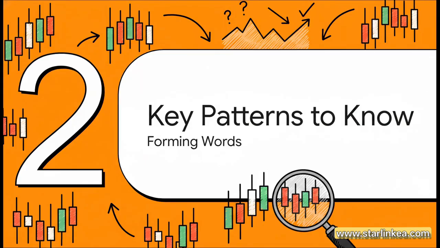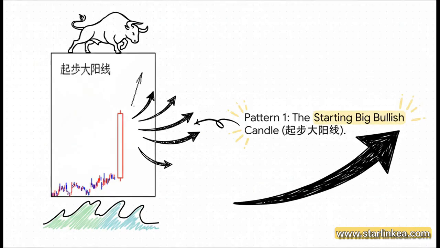Okay, so we know our letters. Now we can start forming words. See, when you put a few of these candlesticks together, they can create patterns that give us some pretty powerful clues about what the market might be thinking of doing next. Let's start with this guy. It's called a starting big bullish candle. And the name itself gives you a pretty solid hint.